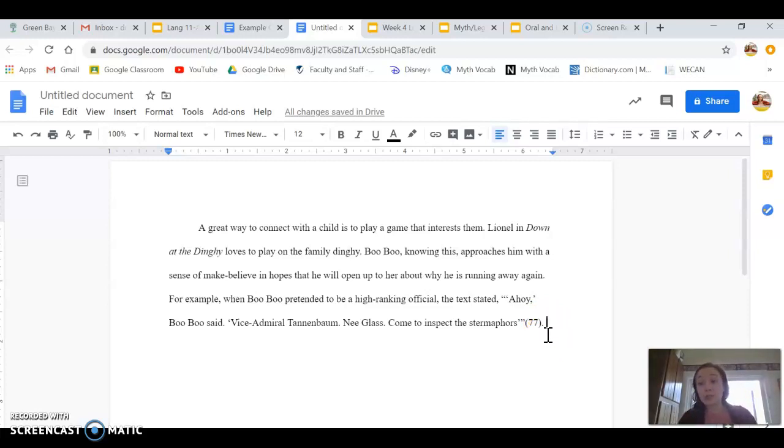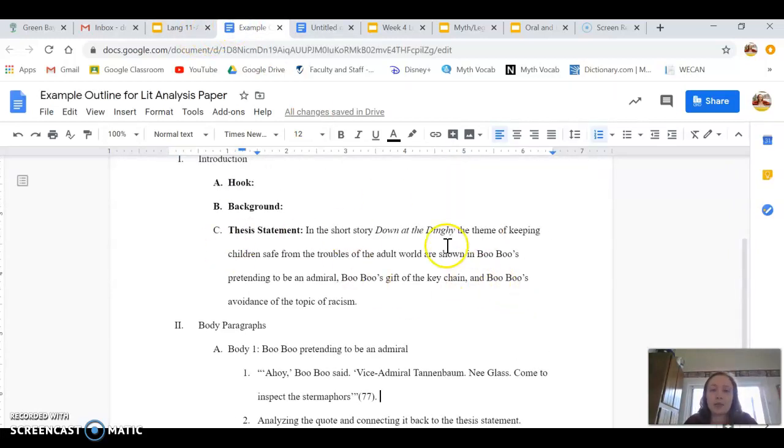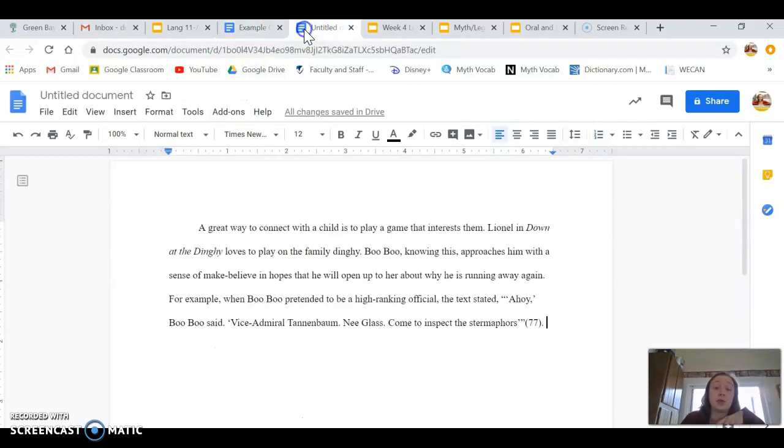And then you would take that quote and analyze it back to the example, because you can reference a scene as well, as long as you still do the page number, and analyze it back to the main thesis statement. So our thesis statement in the outline example was, in the short story Down at the Dinghy, the theme of keeping children safe from the troubles of the adult world is shown. So it's all about keeping children safe from the troubles of the adult world.